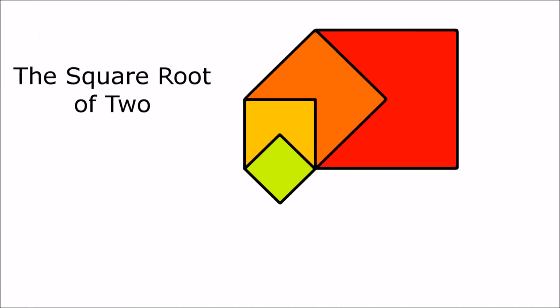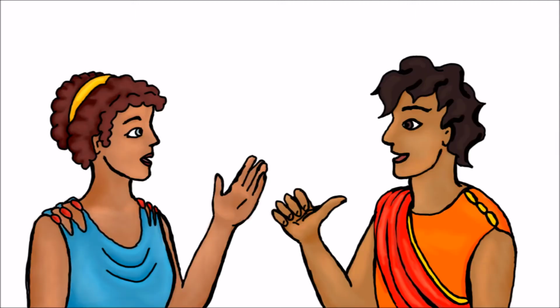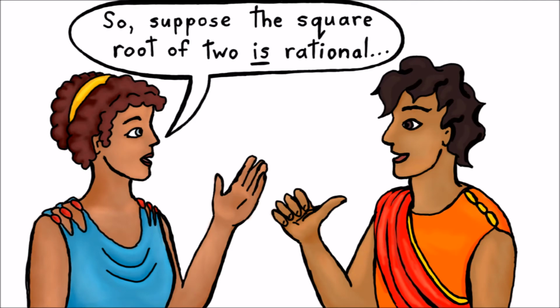The square root of 2. Why it's irrational. How do we know the square root of 2 isn't rational? Well, to make absolutely sure, here's what we can do. Pretend that the square root of 2 is rational, and then see where that takes us.